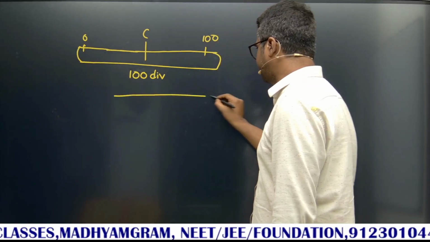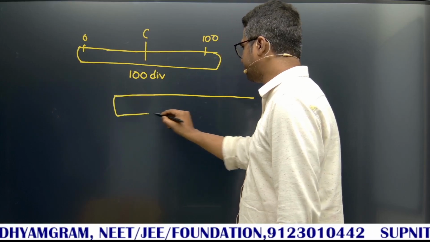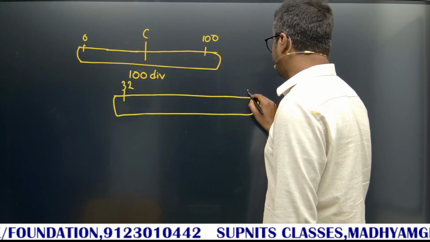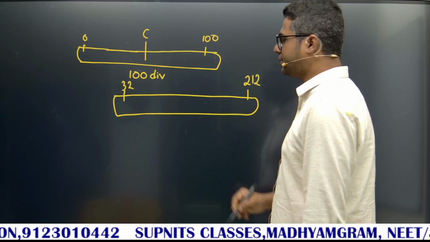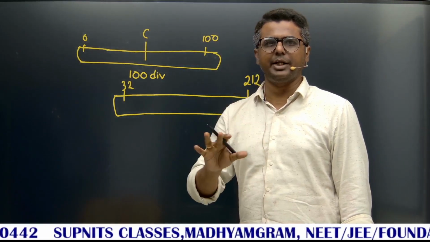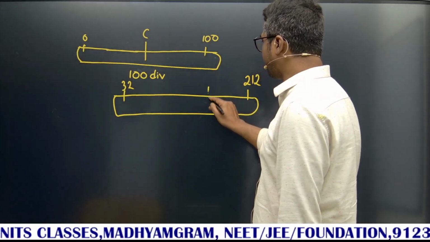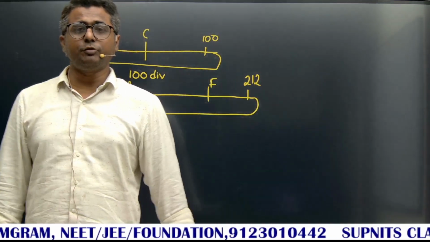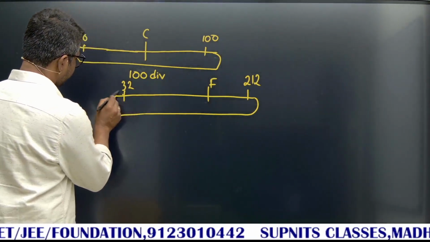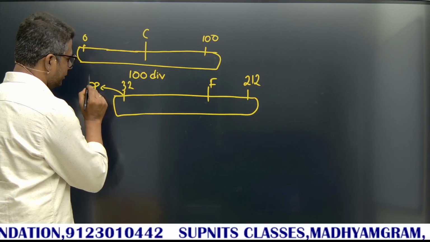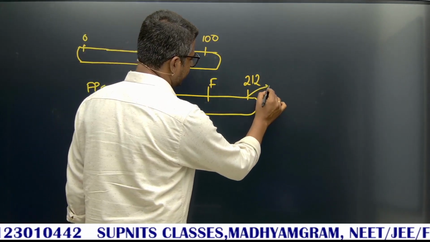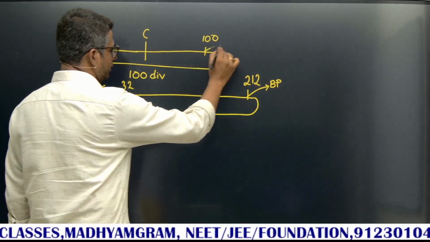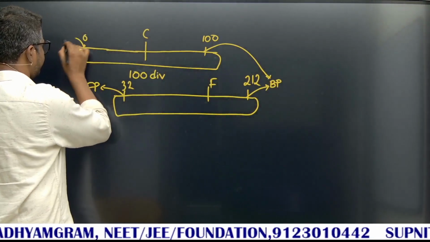We are going to draw Fahrenheit scale like this. Fahrenheit scale starts with 32 and ends with 212. The same water should be having some reading in Fahrenheit scale also. Let us mark that as F. What is 32 Fahrenheit? 32 Fahrenheit is nothing but freezing point of water. What is 212 Fahrenheit? It is nothing but boiling point of water. This is also boiling point of water, this is also freezing point of water.